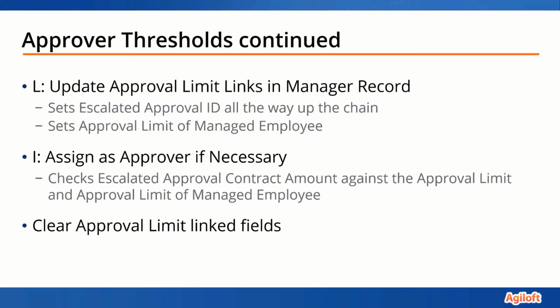Then we have an if-then-else action that will assign the person as the approver if necessary. It checks the escalated approval contract amount against the approval limit and the approval limit of the managed employee. So in our example we were looking at before, this action evaluates whether the contract amount is greater than Kendall's approval limit or Marcus's approval limit and less than Roy's approval limit. Finally, when that's done, we just clear out the approval limit linked fields.